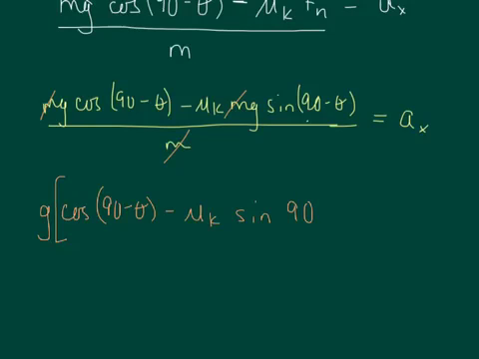See how there's a g in both terms up top? Everybody see that or no? If you look at the top, there's g right here, and there's a g right there. So you can take that out in front. When you take a g out of here, you're left with cosine 90 minus theta. Take g out of here, you're left with negative mu k sine 90 minus theta equals AX.